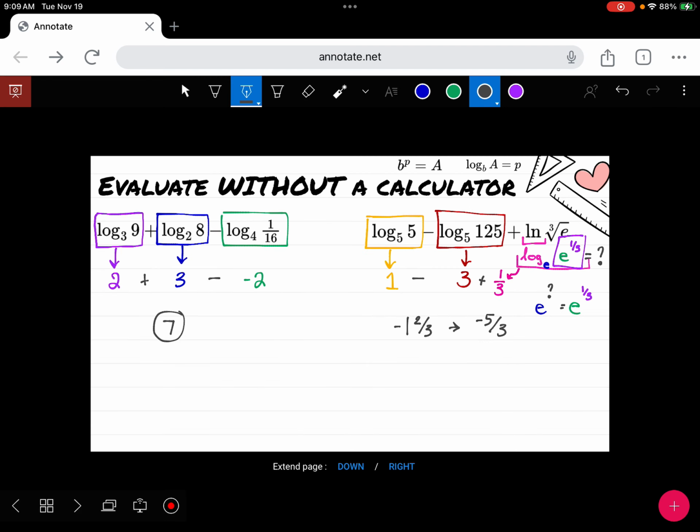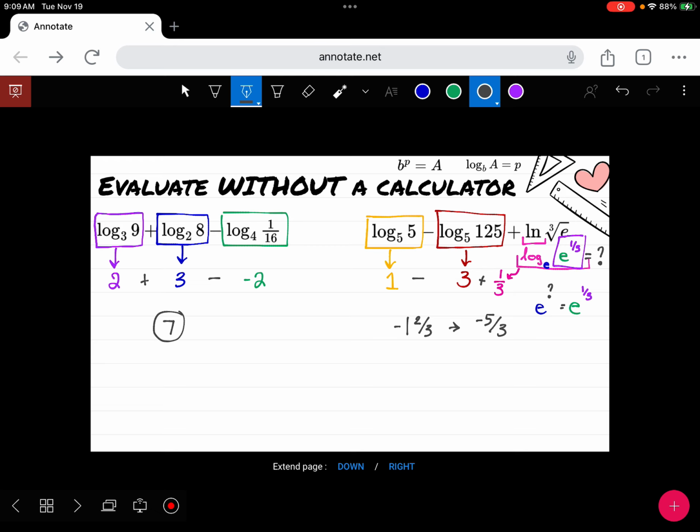Okay, so evaluating without a calculator, look at each piece individually to find the number that represents that logarithmic statement. Then combine together. Okay?